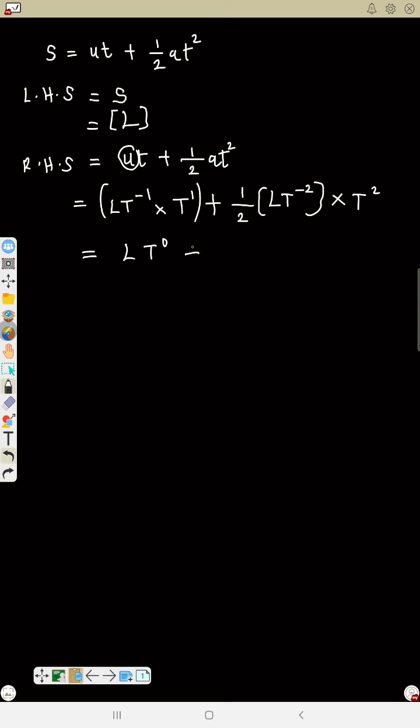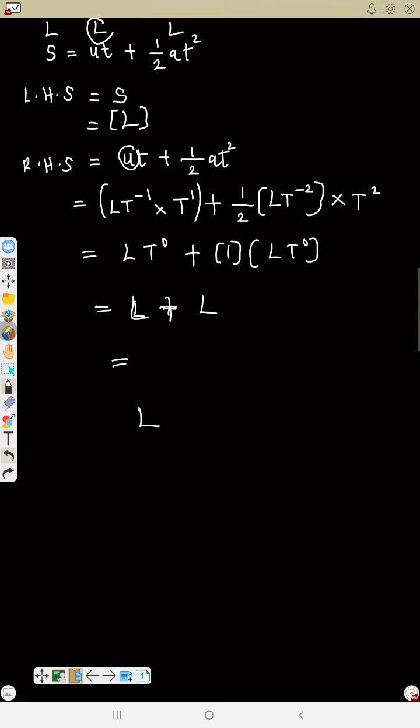If you use law of indices, plus half is a number, so it's dimensionless. So again, this will be LT raised to power 0 minus 2 plus 2 if you multiply using the law of indices. That means we now have L, because anything raised to power 0 is 1. So that will be L plus L, as in this one too, everything is 1. So since we are adding length plus length, their third result must also be in length. We have proved that this is length, this is also length.